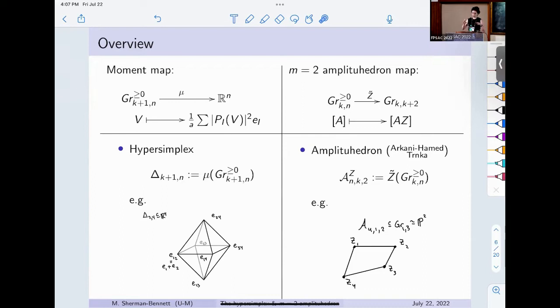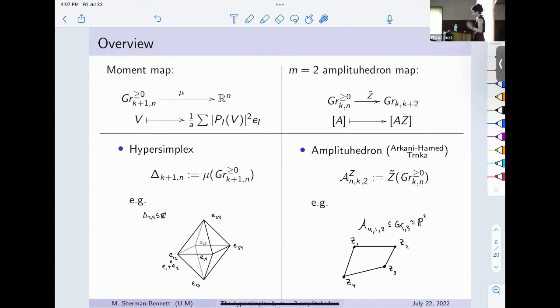Okay, so we're going to be considering two different maps. Let me start on the combinatorial side, where we have the moment map. This was studied, probably not first, but definitely famously, by Gelfand, Goresky, MacPherson, and Serganova. What exactly the moment map is is not so important to us. I'm just going to tell you it's a map from the Grassmannian into R^n. There's some formula which we won't actually care about. And the image of the TNN Grassmannian under the moment map is called the hypersimplex, denoted Δ_{k+1,n}.